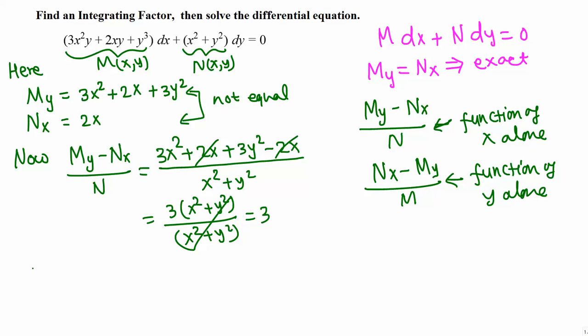That means an integrating factor will be mu as a function of x, because (M_y minus N_x) over N is a function of x alone. Mu of x will be e raised to the integral of this, which is 3, with respect to x. That's the integrating factor, which is e raised to the antiderivative of 3, which is 3x. Now we multiply this differential equation by e raised to 3x, and this will make this differential equation exact.